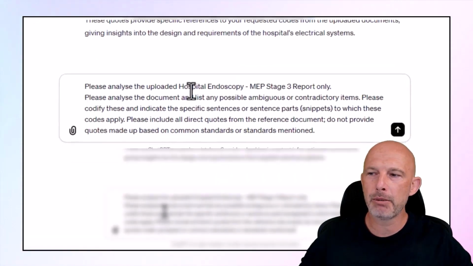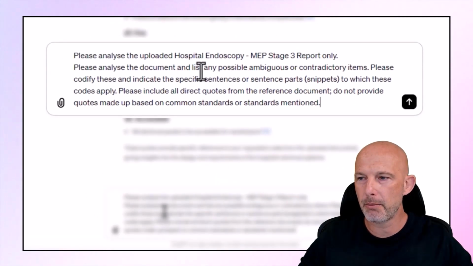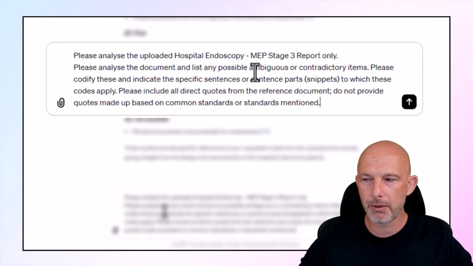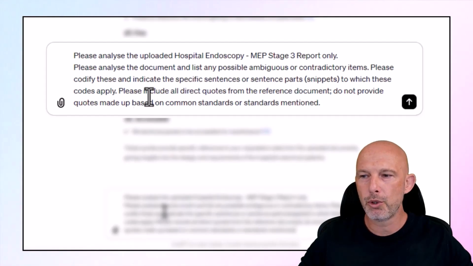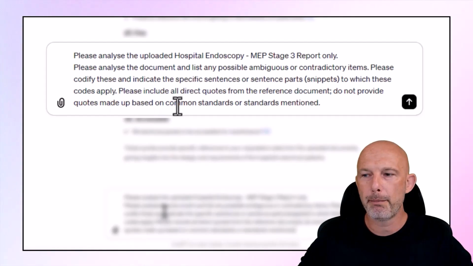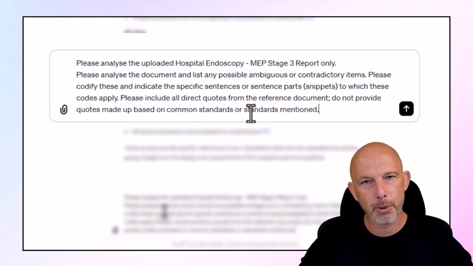Please analyze the uploaded hospital endoscopy MEP stage 3 report only. Please analyze the document and list any possible ambiguous or contradictory items. Please codify this and indicate the specific sentences or sentence parts, snippets, to which these codes apply. Please include all direct quotes from the reference document. Do not provide quotes made up or based on common standards or standards mentioned, which also happens. So it's important to include that.